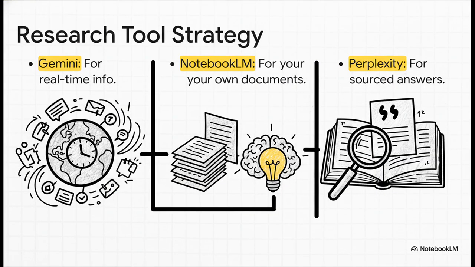And this slide just illustrates that strategy perfectly. It's simple, right? You use Gemini for what's happening now, you use NotebookLM to analyze your own personal library, and you use Perplexity when you need fast answers that are backed up by sources for academic work. Each tool has its perfect use case.